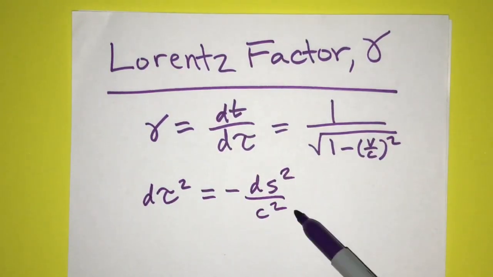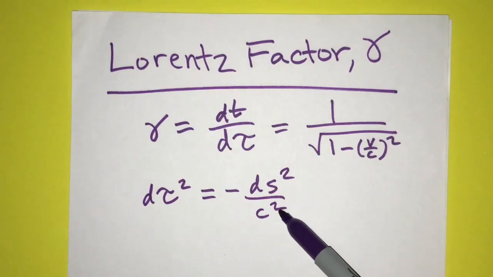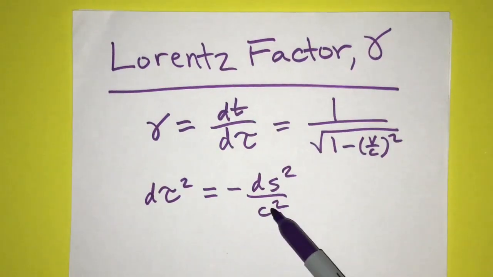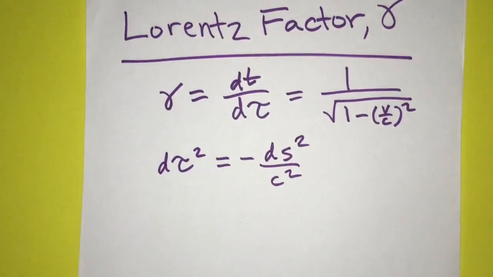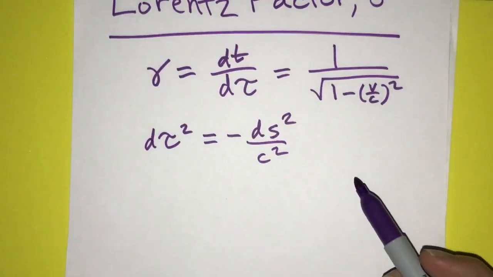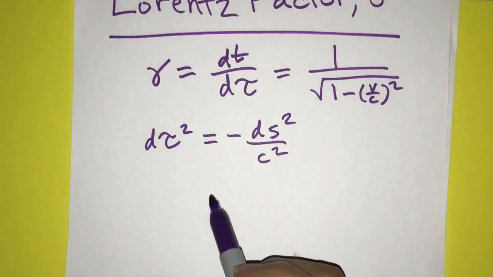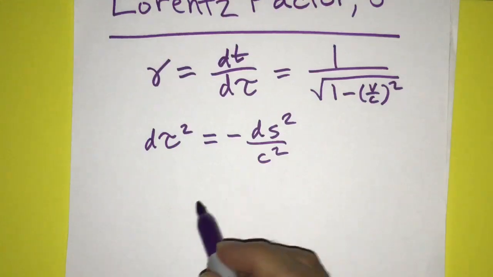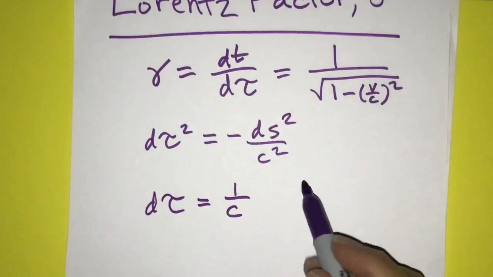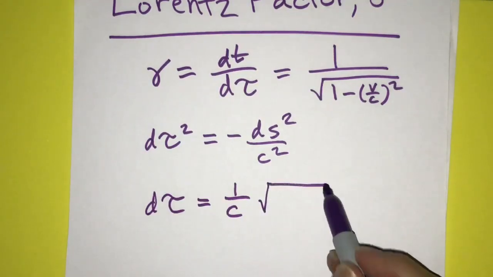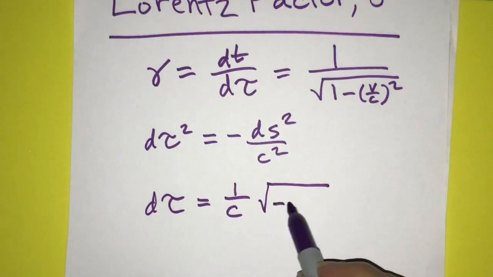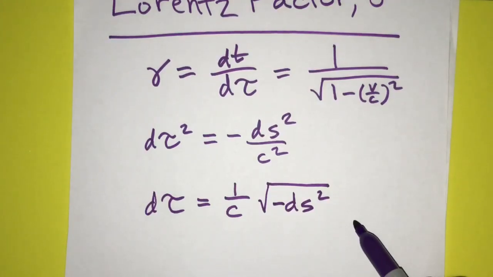Okay. And here, it's a little bit more steps when we don't set the speed of light equal to 1. So you got to be careful. You got to include this factor of c because it's going to show up. Okay. So let's go ahead and see what we get. So if we take the square root of this side, we get that the proper time is equal to 1 over c, and inside the square root we're going to get the negative of the space-time interval.